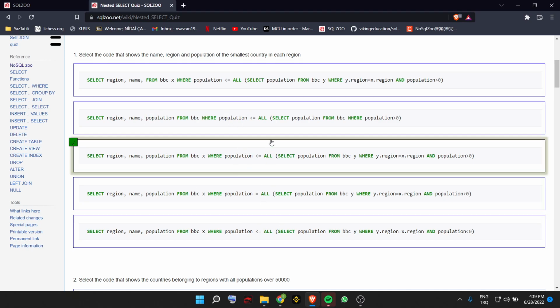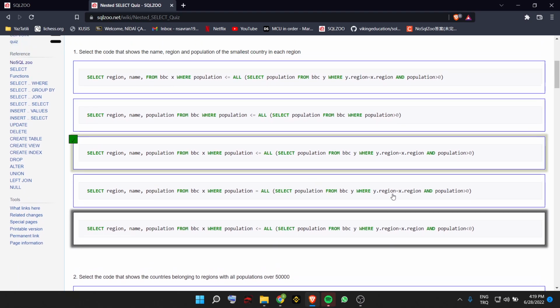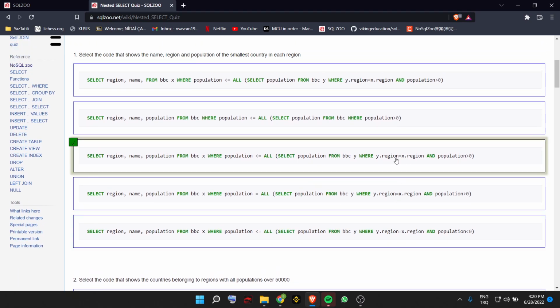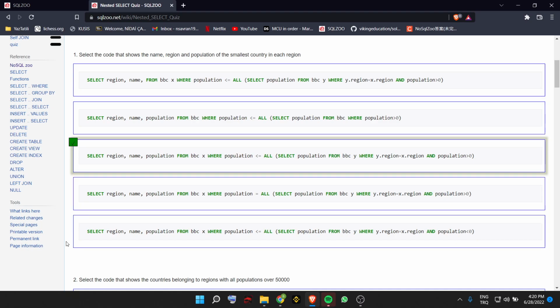Let's see their differences. It says select population from BBC where population bigger than 0. It can't be the correct answer because we should pick the countries that are in the same region. So it can't be B. Let's see the difference of B and E. It says population smaller than 0. We should pick the given populations. There isn't any case that population is smaller than 0, so it's not the correct answer. The answer is C. We write population bigger than 0 because we want to get rid of the null values.